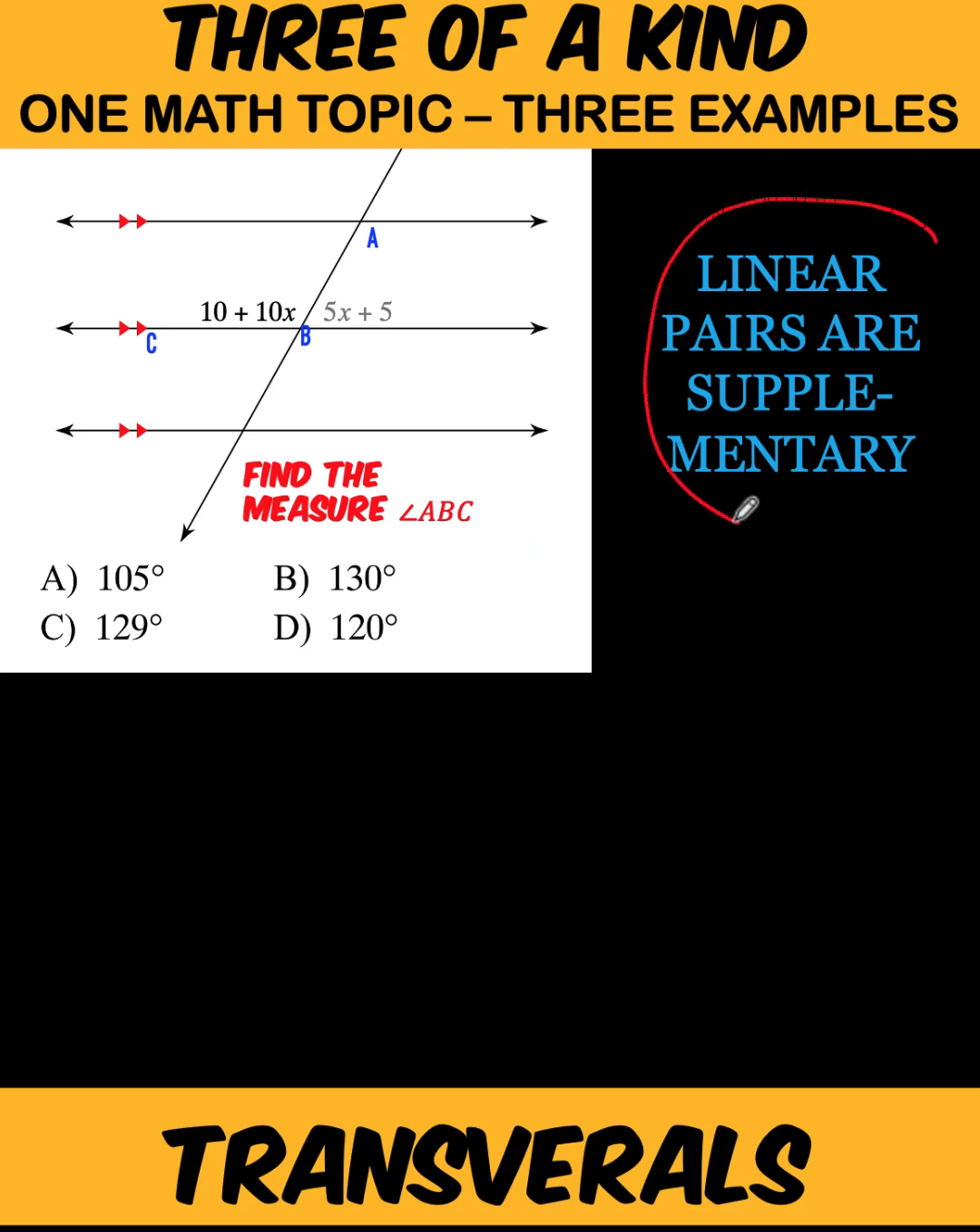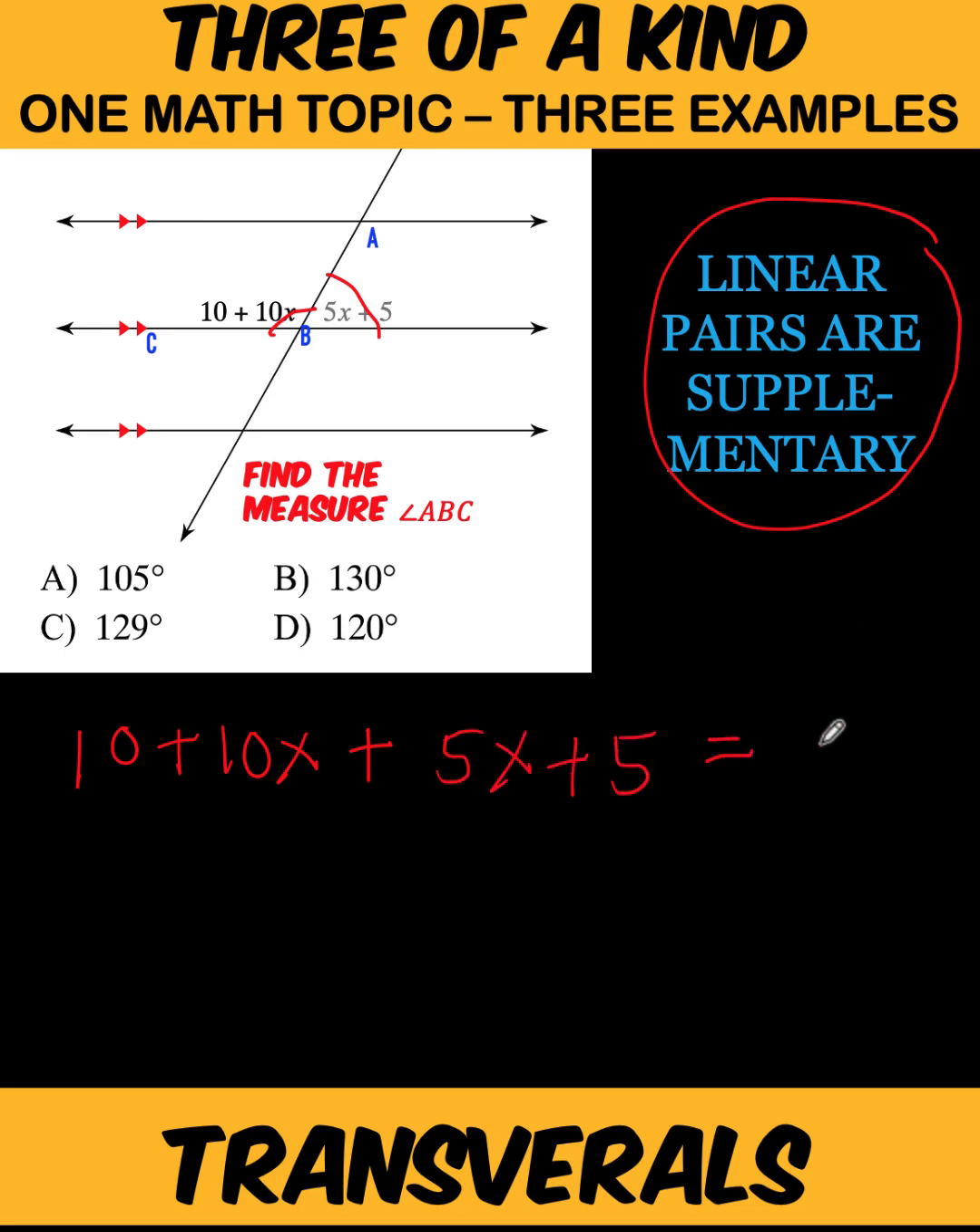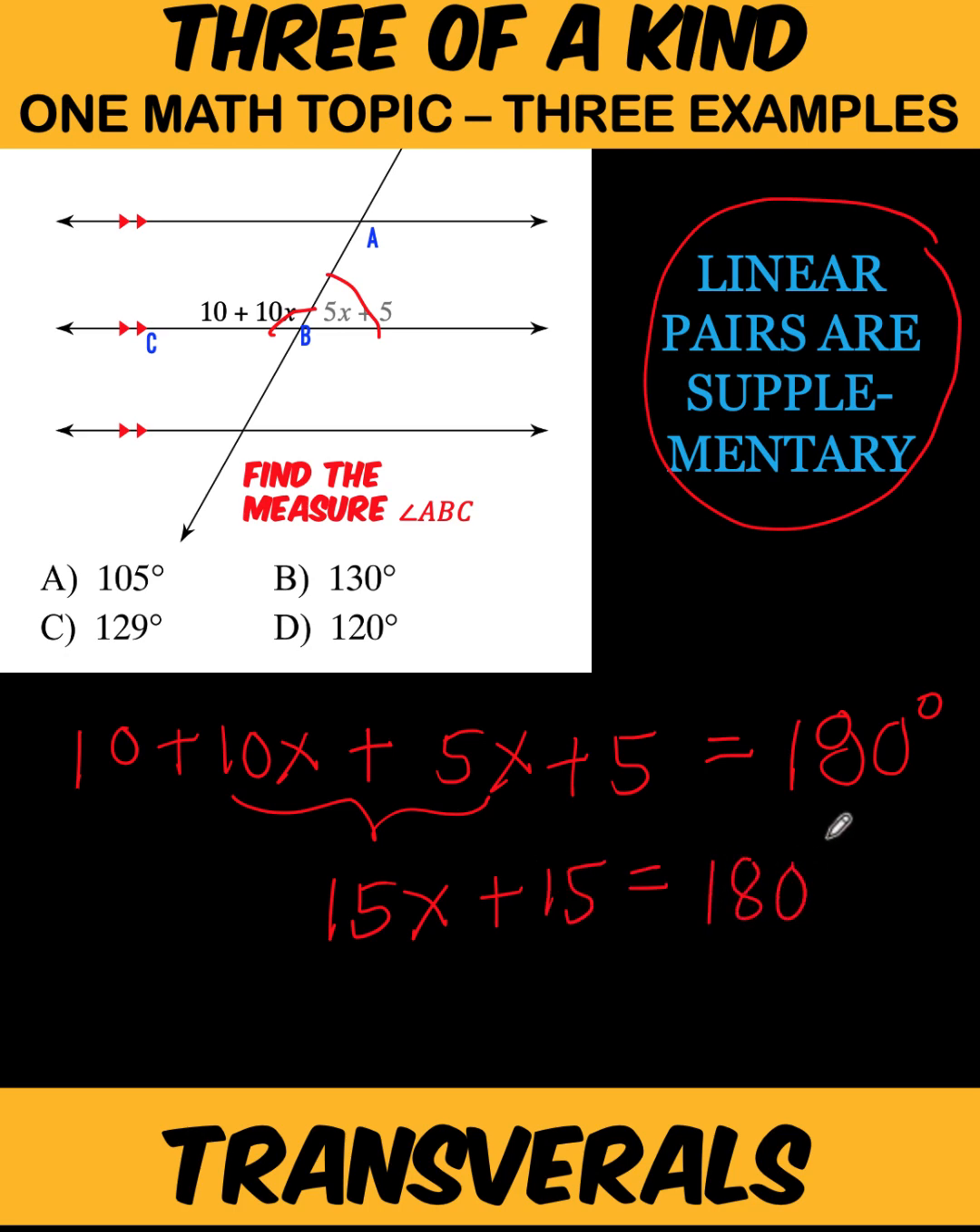So based on this main concept, we can now form this equation. 10 plus 10x, which is this angle here, plus the other angle with a measure of 5x plus 5, they are supplementary angles. So the sum is 180 degrees. Then we combine like terms. So we have 15x, 10 plus 5 is 15, and the right side is 180 degrees. Subtract 15 from both sides to get 15x is equal to 165, and dividing both sides by 15, we have x equals 11.